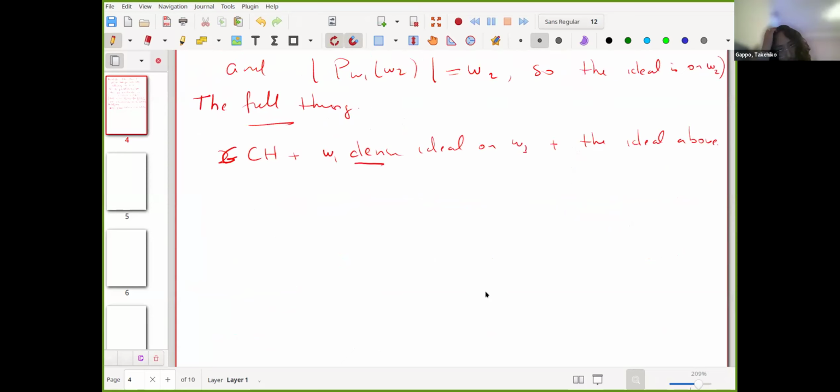Oh, I have one quick question. So the ground model V in this possible theorem is also an AD model? Yes. Okay, so we have to lift. Well, I mean, so the plan is this.